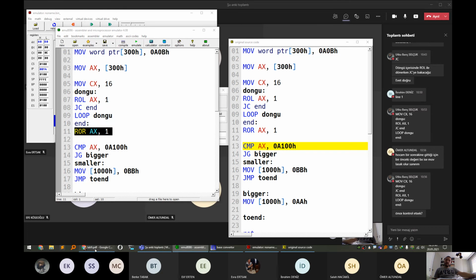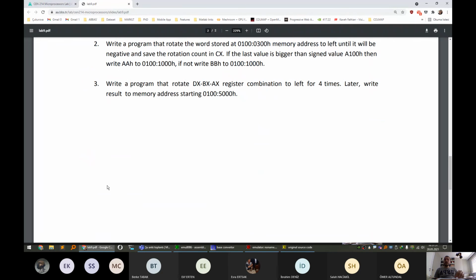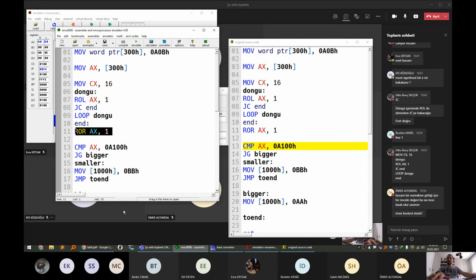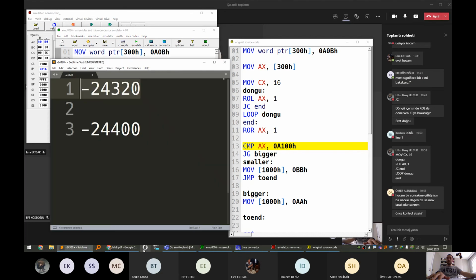Okay, so the last example. This is your homework. This is a good example. You need to find the answers on your own. Write a program that rotates the DX, BX, AX register combination to the left 4 times. 4 times means 1 character in hexadecimal. Later write the results to a memory address starting at the given address. Okay, let me give you the explanation.